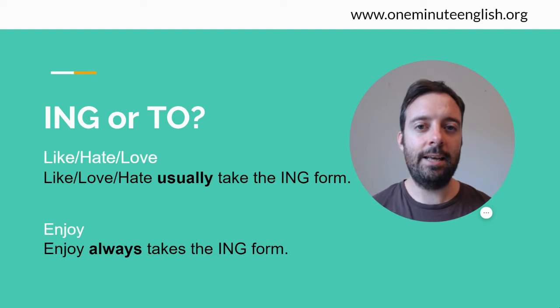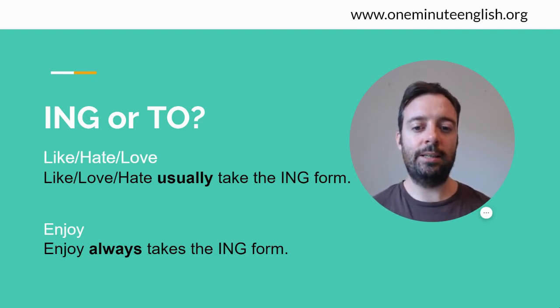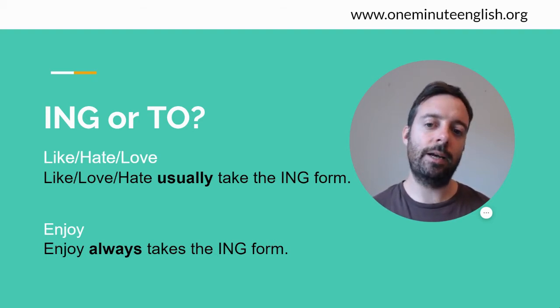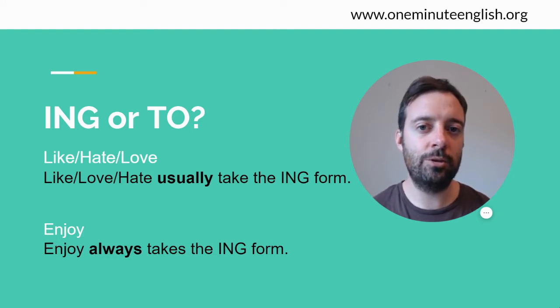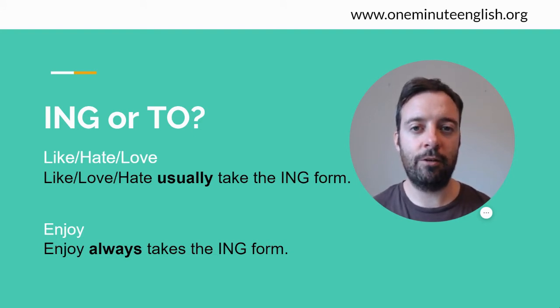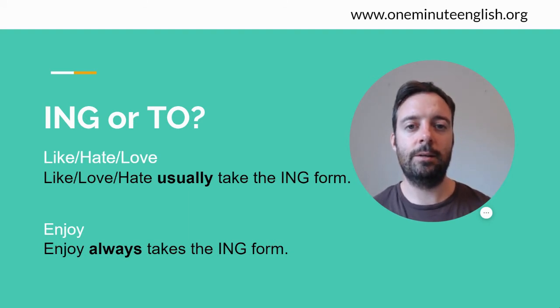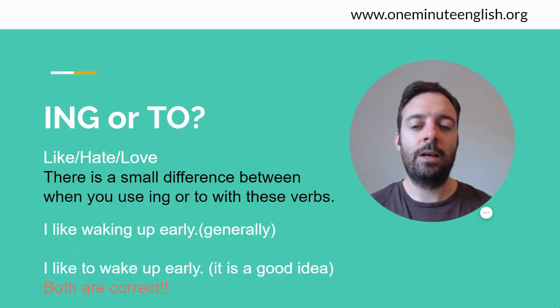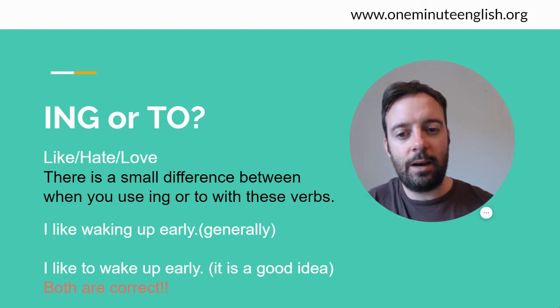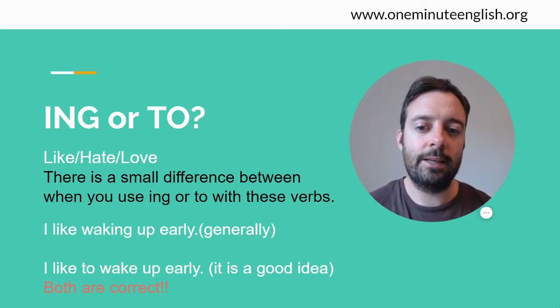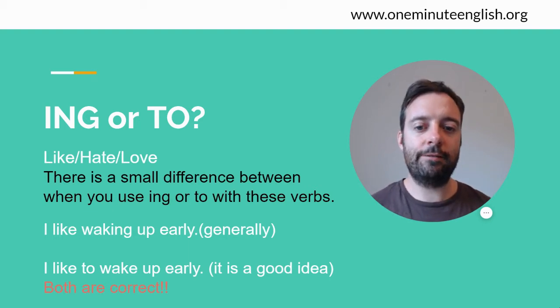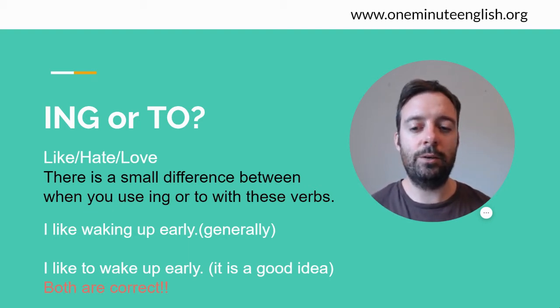So like, hate, and love usually take the ing form. Okay, so it is possible to use the to form with these three verbs. But with enjoy, enjoy always takes the ing form. You can't use to with enjoy. Okay, so let's think a little bit more between the ing or to with like, hate, and love. So there is a small difference between when you use ing or to with these verbs.